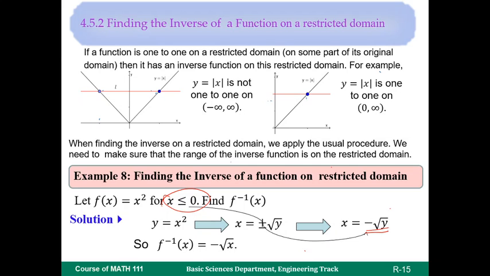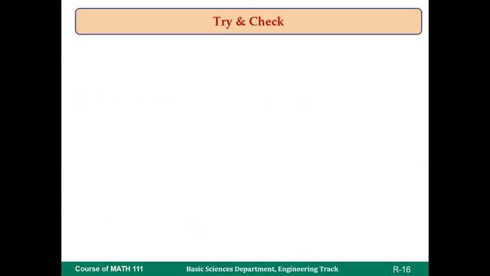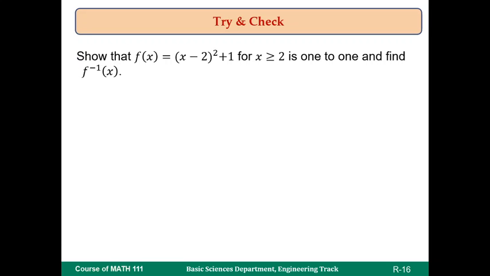And then you replace x with f inverse and y with x. Okay, let's look at this try and check exercise. Show that f of x equal to (x minus 2) squared plus 1 for x bigger than 2 is 1-to-1, and find f inverse of x.